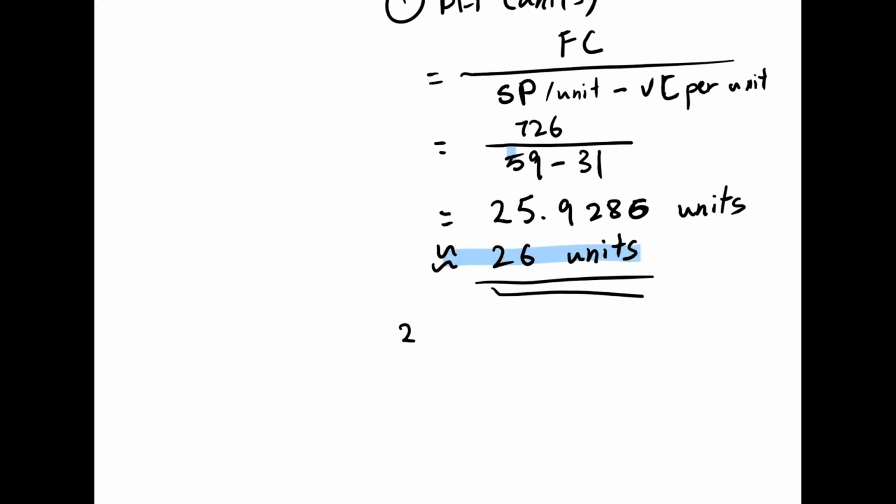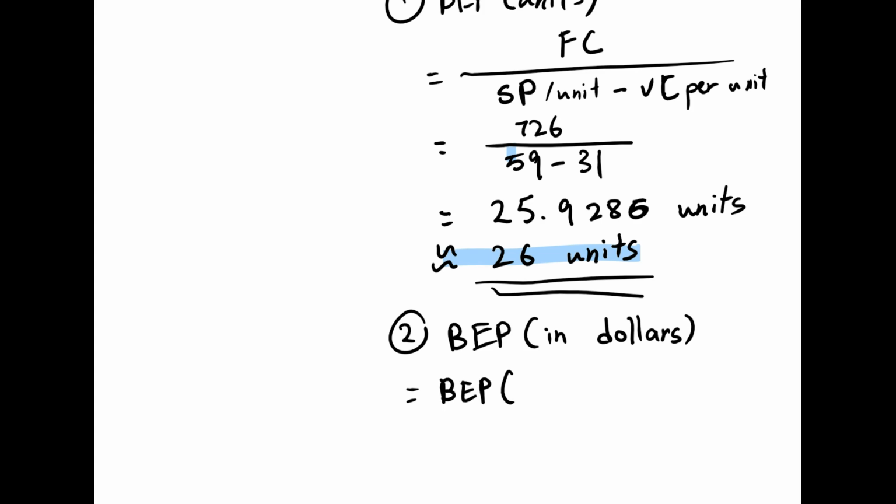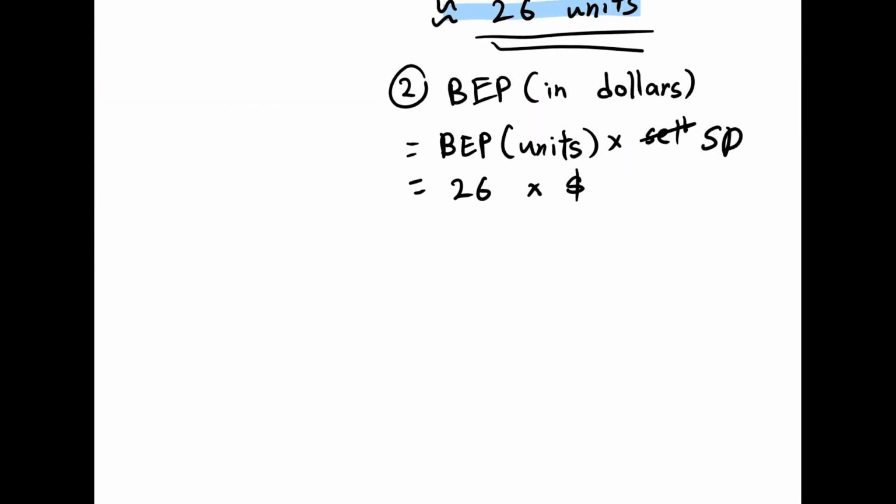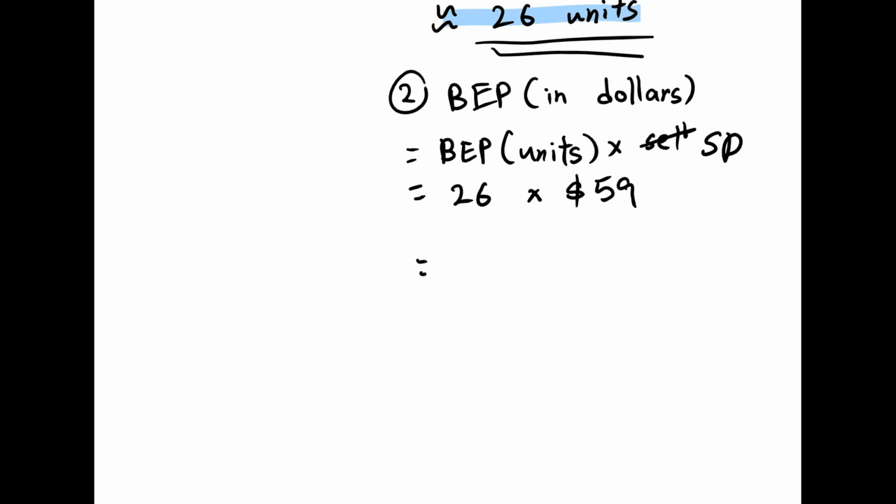Now, in question number 2, they ask you to find out the break-even point in dollars. So how to find the break-even point in dollars? The simplest way is to use the break-even point in units times the selling price. So your break-even point in units is 26 times the selling price. Your selling price is 59. So 26 times 59, you will get 1,534. So this is your break-even point in dollars.